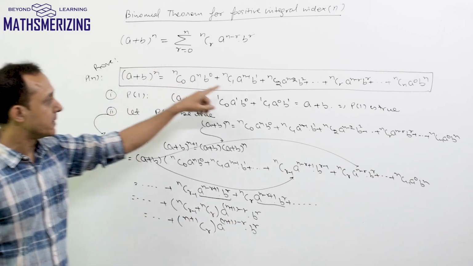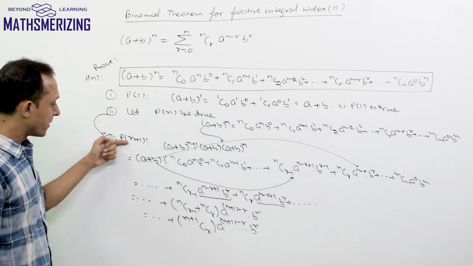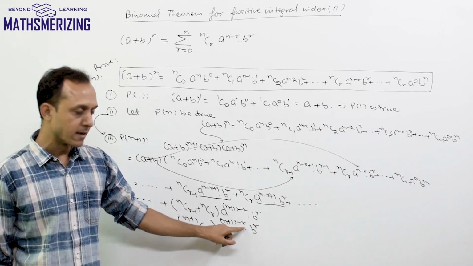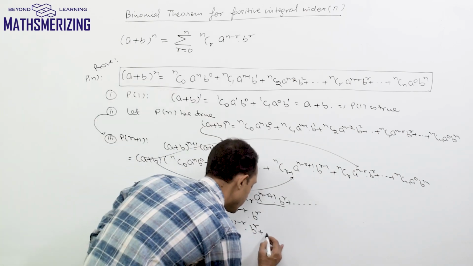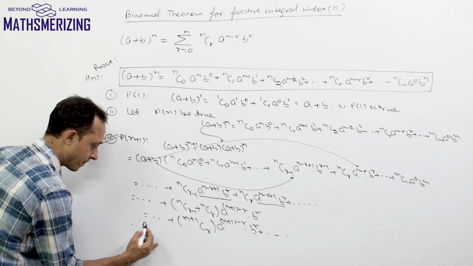For Pn, the general term is nCr a^(n-r) b^r, and for Pn+1, the general term will be (n+1)Cr a^(n+1-r) into b^r. So therefore Pn+1 is true.